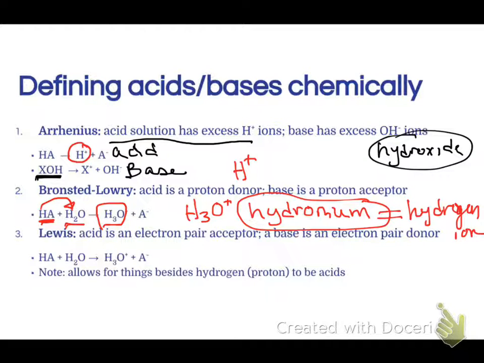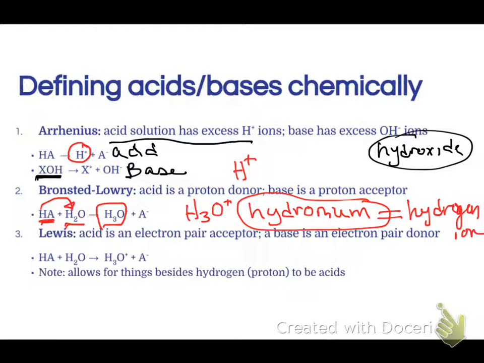And now another interesting facet of the Bronsted Lowry definition that we're going to discuss is that you can't have an acid without a base being with it, because the definition is that acids are proton donors. That means you've got to have somewhere to put it. They don't just float around all by themselves, like Arrhenius said.